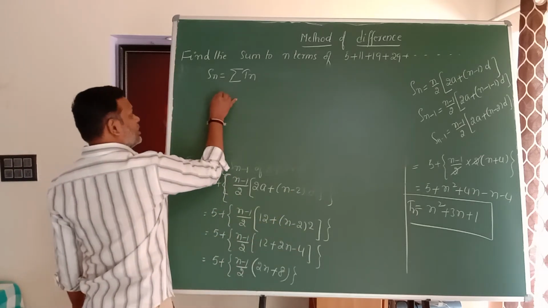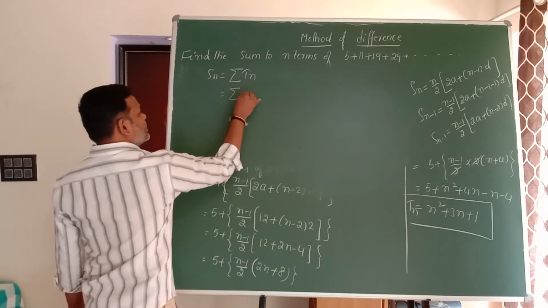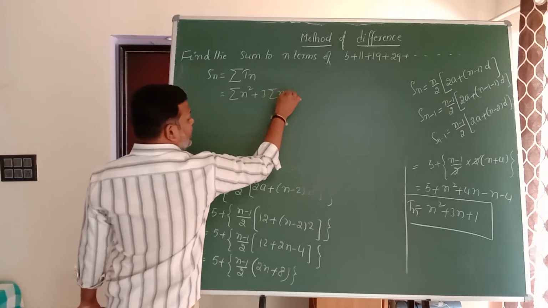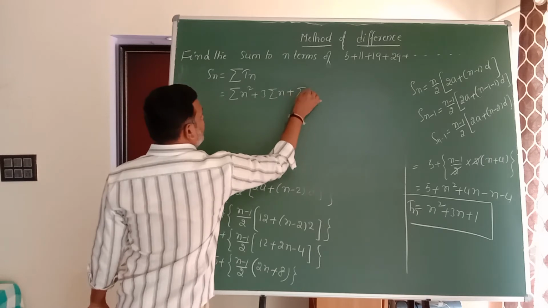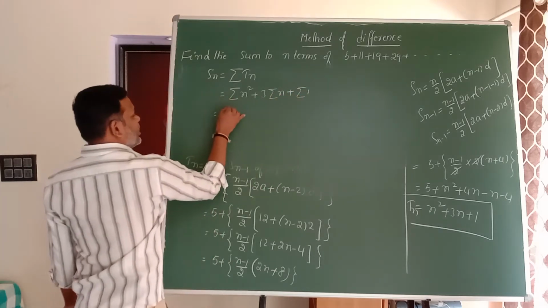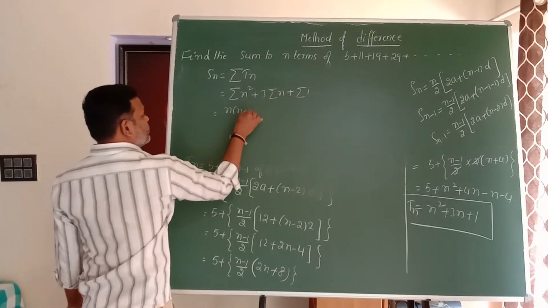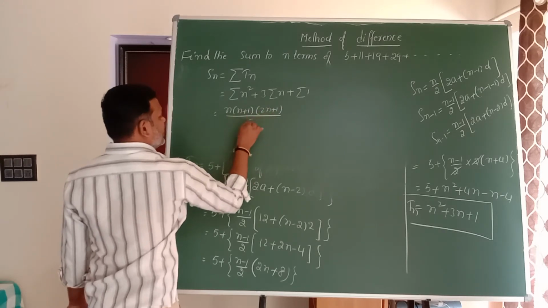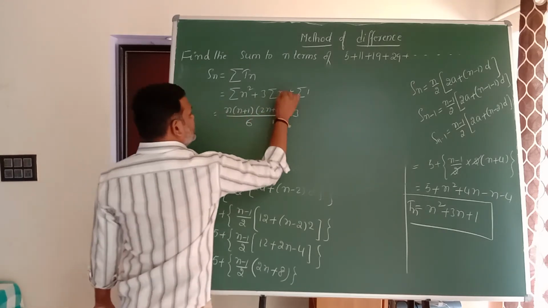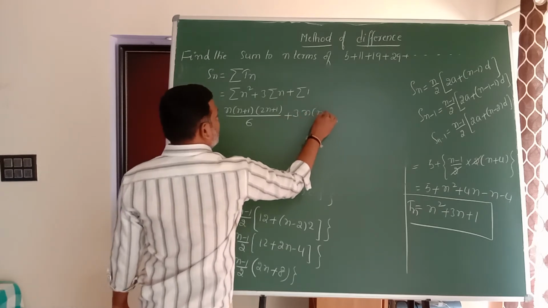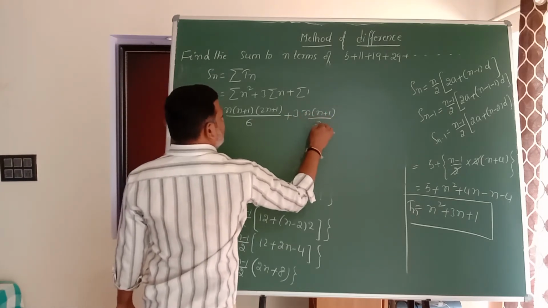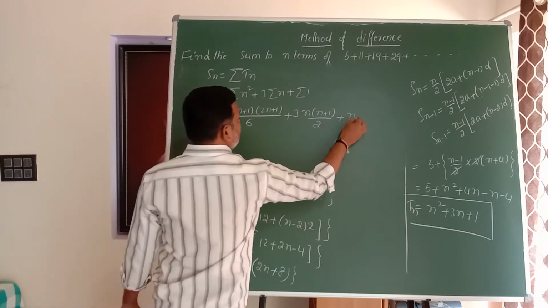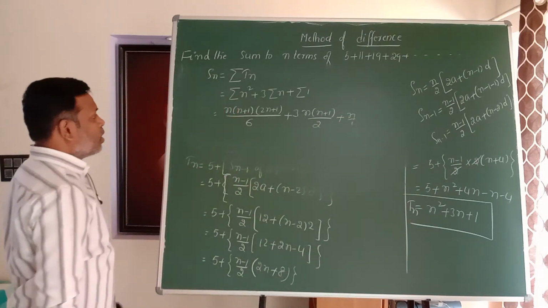Apply sigma to that. That becomes sigma n square plus 3 into sigma n plus sigma 1. Look at me. Sigma n square is n into (n plus 1) into (2n plus 1) divided by 6. Got my point? Plus 3 into sigma n, which is n into (n plus 1) divided by 2, plus sigma 1, as you know, that is equal to n. n means n divided by 1. There is nothing. Now what to do, sir?